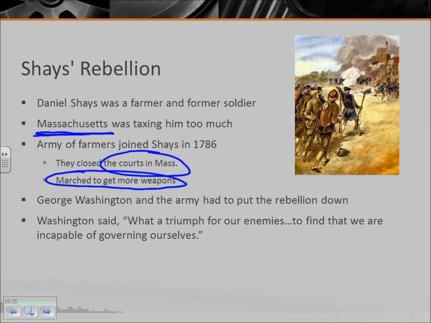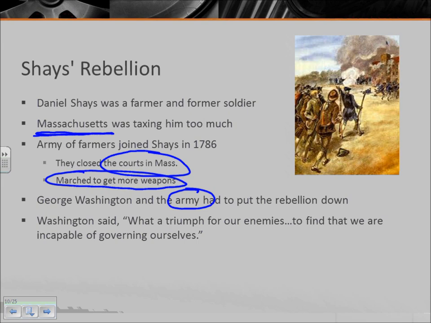Washington is going to say, what a triumph for our enemies to find that we are incapable of governing ourselves. He's talking about how the Articles of Confederation are not working. America is an experiment at this time. All the nations of the world are looking in on us, and we're failing. We're not able to govern ourselves. All right, so obviously some things need to be changed.